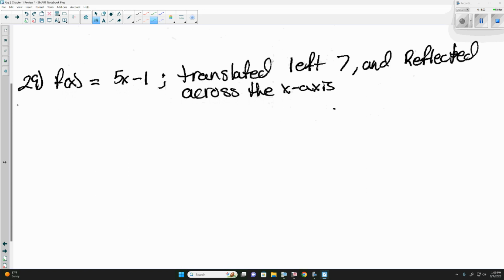Translation 7 left and reflected across the x-axis. Again, we do these in order. So the first thing we're going to do is a translation of 7 units left. So translation to our left and right is our f of x minus h. Now in our case, our h value is indeed 7, but would it be positive or negative? Left is negative. Yes, but do we ever leave a negative and a minus next to each other? No. So it's going to turn it plus. So we have x plus 7.